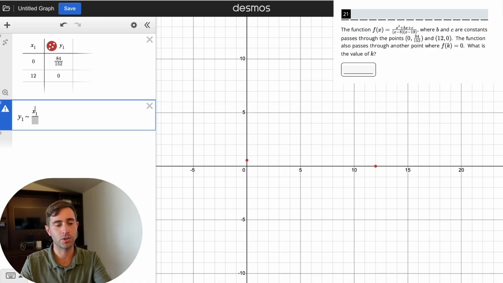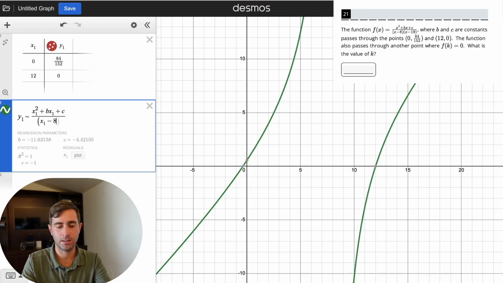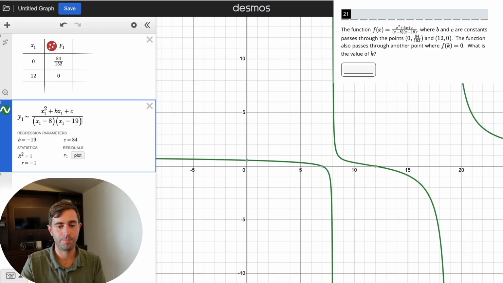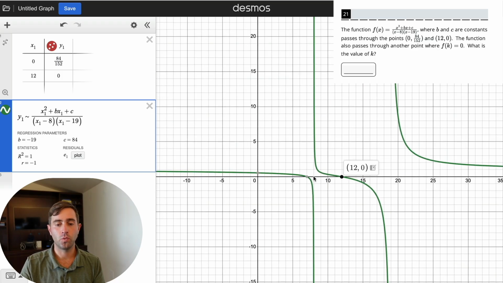Then we will do x1 to the second plus bx1 plus c. And this is all going to be over x1 minus 8 times x1 minus 19. And once we do that, it figures out what b and c are, and it graphs the equation. So we're looking for an x-intercept, right? It passes through another point where f of k equals 0. So we're just looking for the x-intercept that is not 12. So 7 is going to be our correct answer.